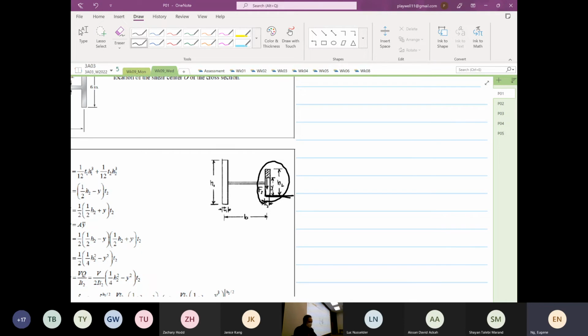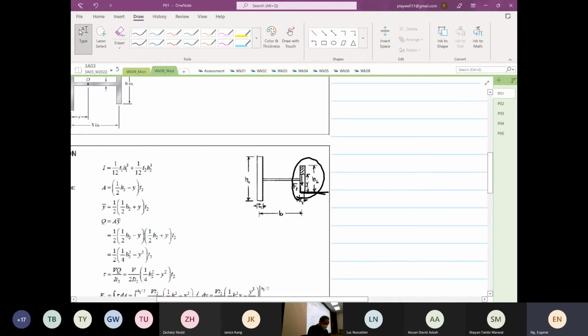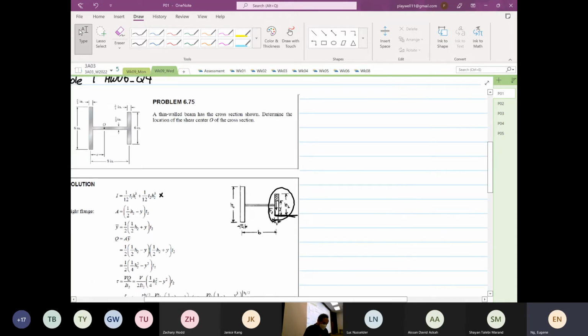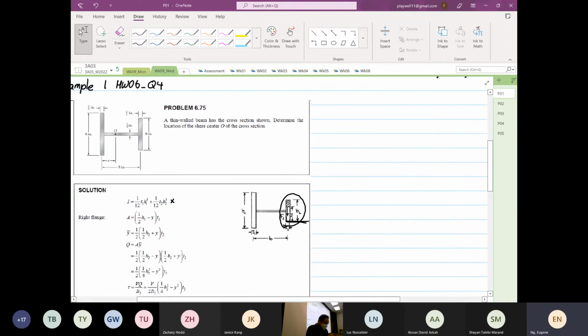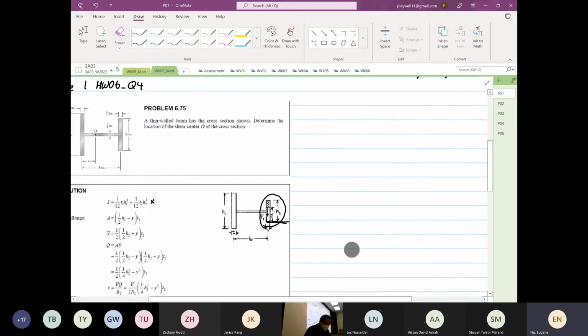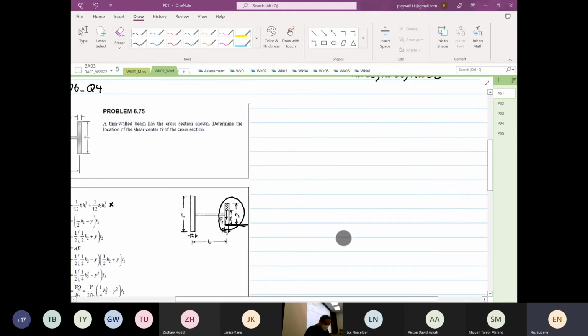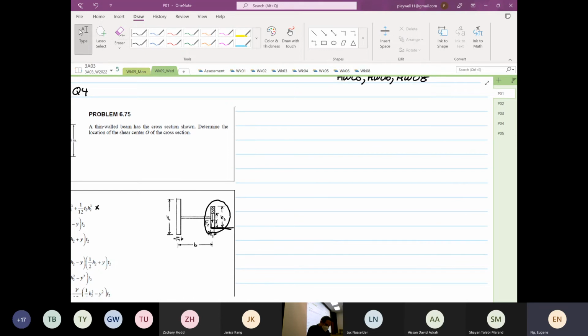So what I will not do is find I at all. Okay, the second moment of area is straightforward. But I'll start by looking at the area and by applying what I taught you. So our approach is still the same. We are going to look at the right flange.